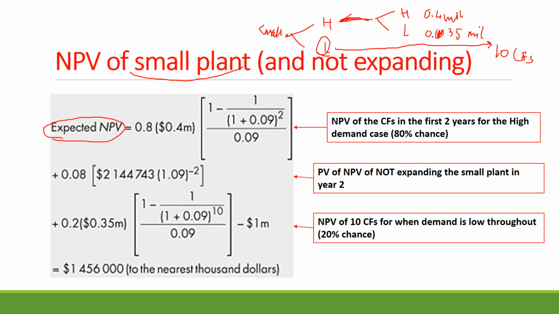So what are the cash flows involved here? We only have 3 scenarios here. We have high demand in the first 2 years and high demand in the next 8 years. We then have high demand for the first 2 years and low demand for the next 8 years. Finally, we have the low demand case throughout the 10 years, right? So 3 cash flows, 3 calculations.